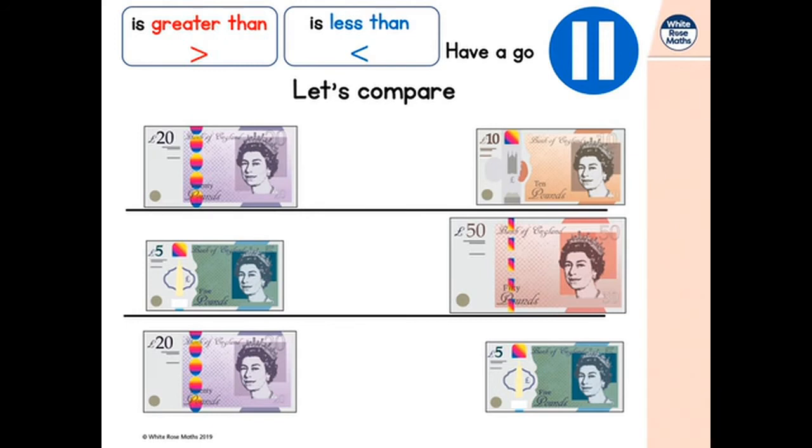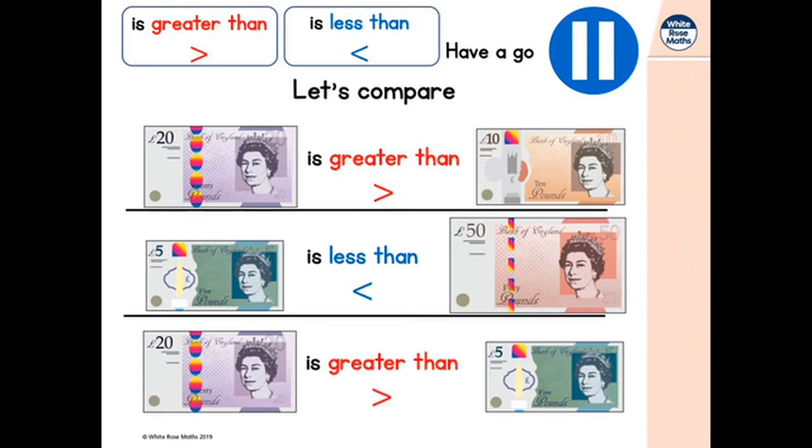Are you ready to check answers? Let's look at the first one. 20 pounds and 10 pounds. Well, I know that 20 pounds is greater than 10 pounds. And the next one, we're comparing 5 pounds and 50 pounds. Well, 5 pounds is less than 50 pounds. And finally, let's compare 20 pounds and 5 pounds. 20 pounds is greater than 5 pounds. Well done!